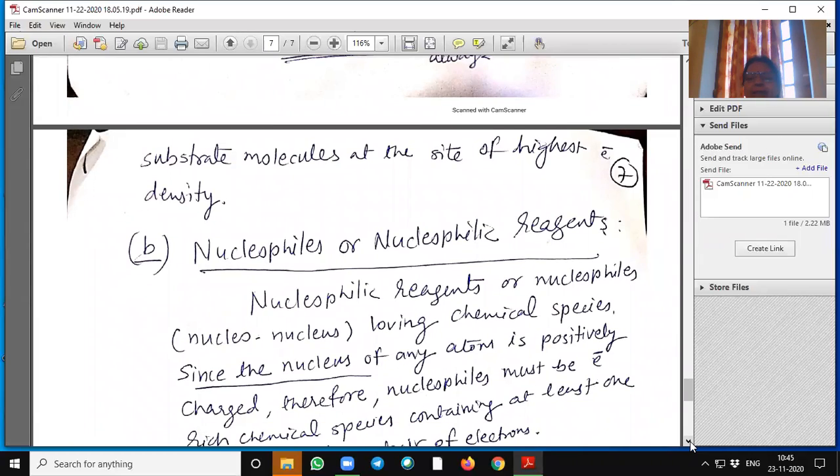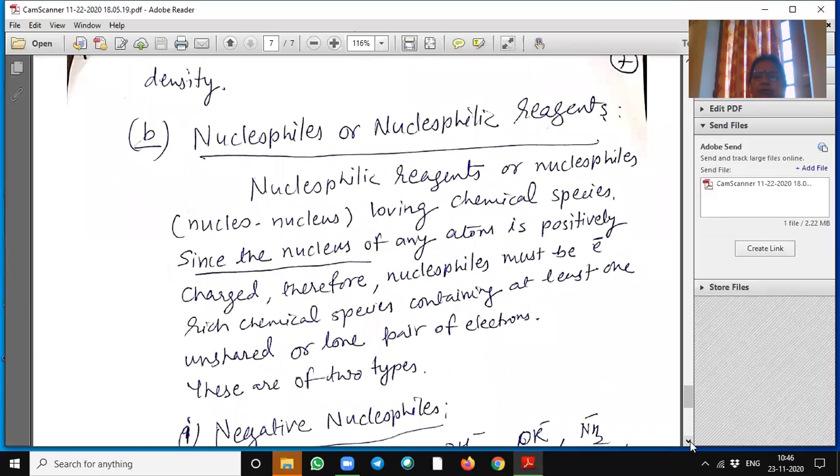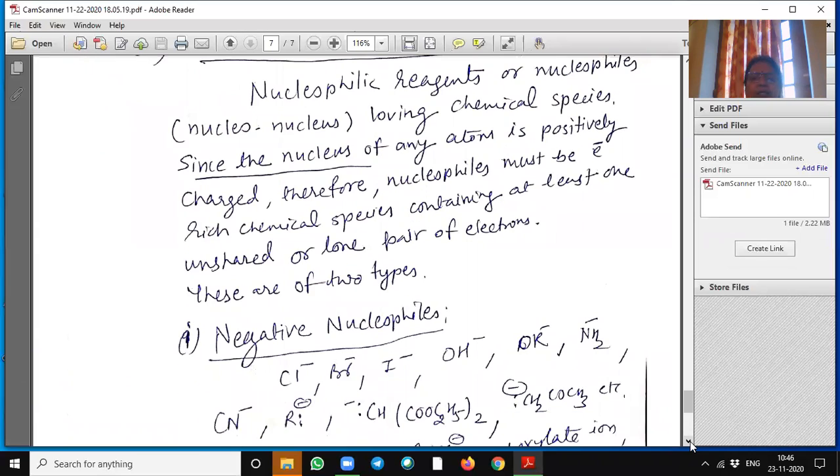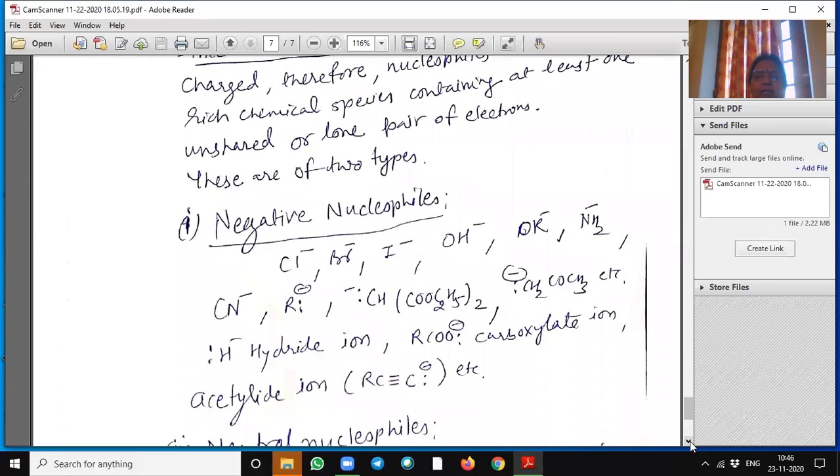Nucleophiles or nucleophilic reagents. Nucleophilic reagents or nucleophiles are nucleus-loving chemical species. Since the nucleus of any atom is positively charged, nucleophiles must be electron-rich chemical species containing at least one unshared pair of electrons. These are also of two types: negative nucleophiles and neutral nucleophiles.